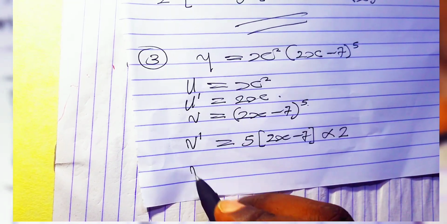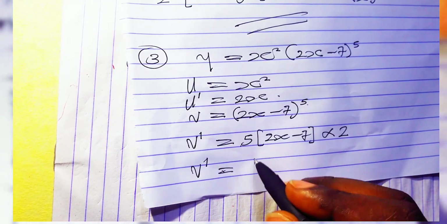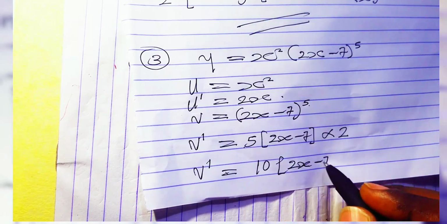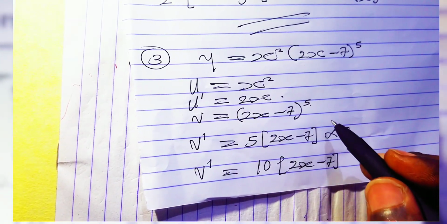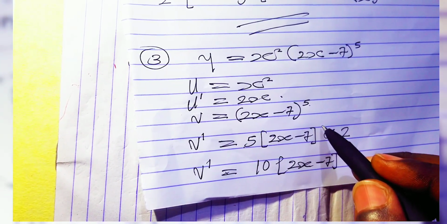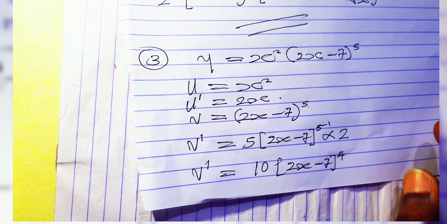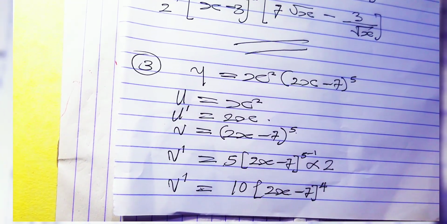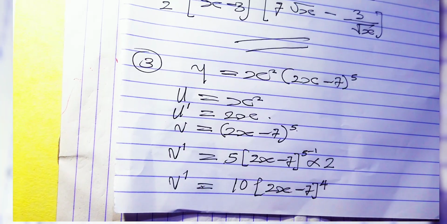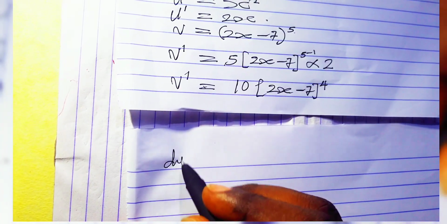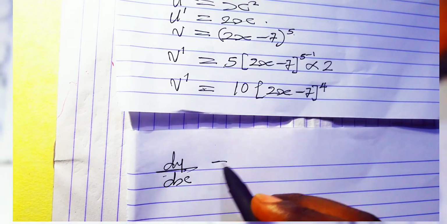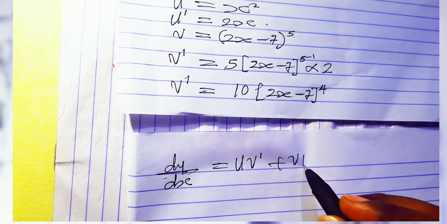That's the chain rule there, and then v prime is going to be 5 times 2, that's 10, in the bracket 2x minus 7, raised to the power of, oh sorry, I made a mistake here. This should have been raised to the power of 5 minus 1, so this one is now raised to the power of 4. And then we go ahead and apply our product rule. The product rule here is dy/dx equals uv prime plus vu prime.